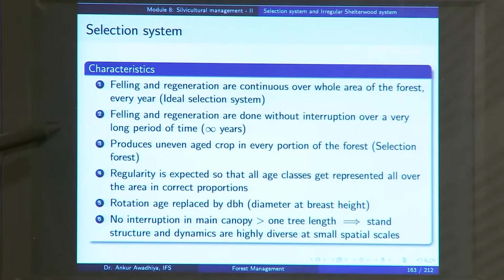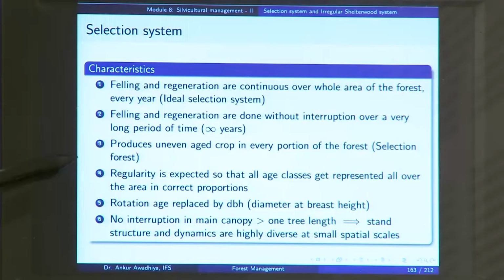So, it produces an uneven aged crop in every portion of the forest. So, we are not talking about the whole forest having trees of different ages, because that is possible even in the case of a clear felling system. But what we are emphasizing here is that in every portion of the forest you have an uneven aged stand. So, this is a selection forest.